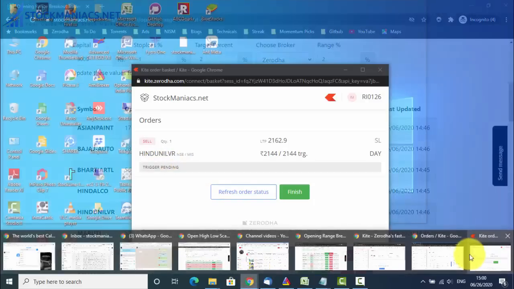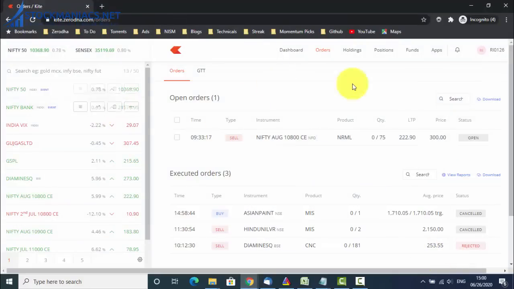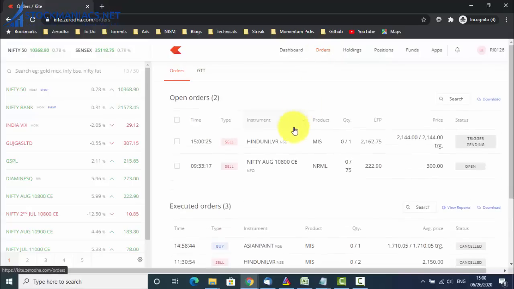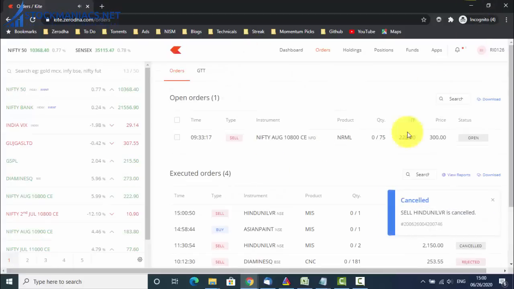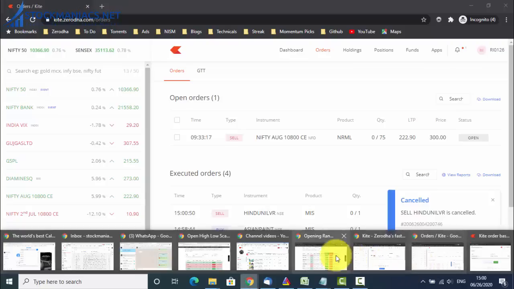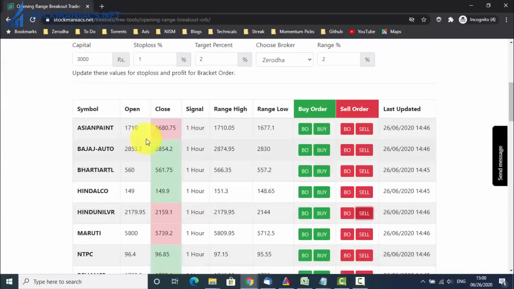So let me go to the Kite. You can see once again I am in the Kite. Let me refresh the order. You can see the Hindustan Unilever sell order has been placed below 2144 and the status is trigger pending. I am cancelling the order. Let us go back to the open range breakout page. In this way, from this page only we can put our automated algo buy or sell orders and we can play with the automated algo system.